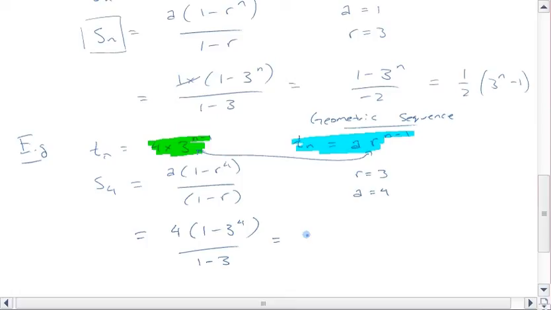So we can simplify this now. Let's simplify a little bit first. So that's 4 times 1 minus 3 to the power of 4, over 1 minus 3, which is negative 2. So what I'm actually going to do is divide 4 by negative 2 to start with, to give me negative 2 times 1 minus 3 to the power of 4.